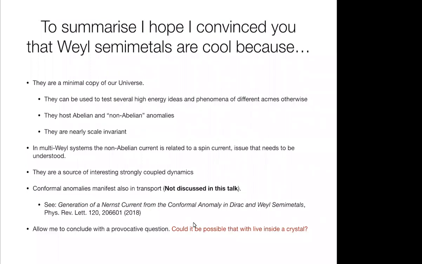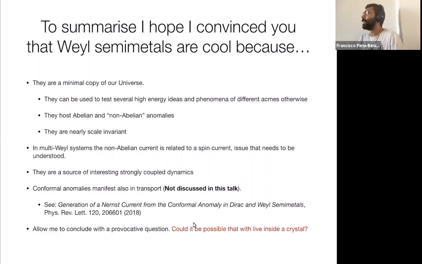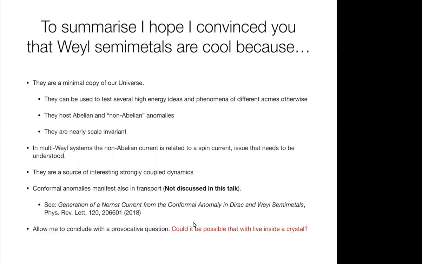But in principle, you showed both Weyl semimetals, a Dirac semimetal and a real Weyl semimetal. So is it clear what you have to do to get one or the other? Or is it just something that you do in material science?